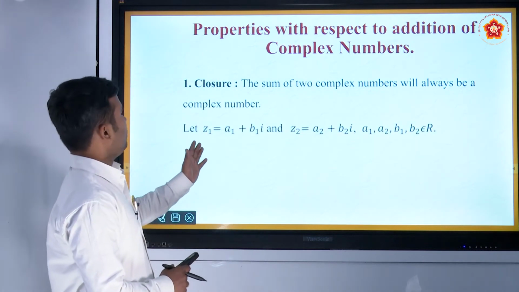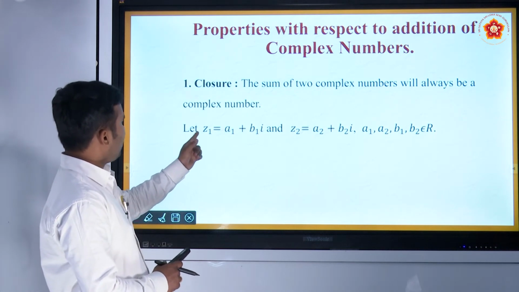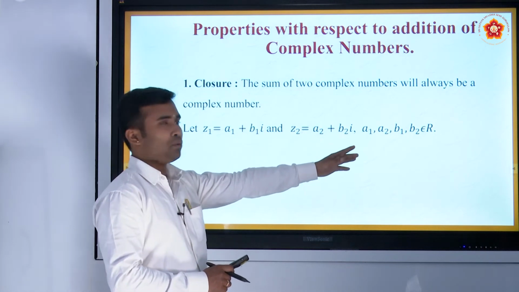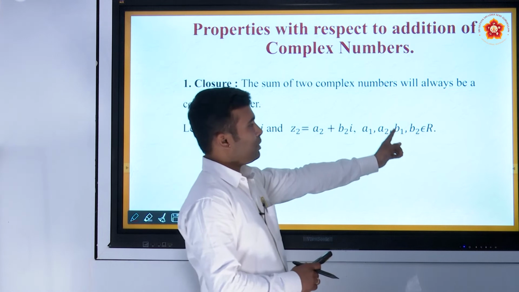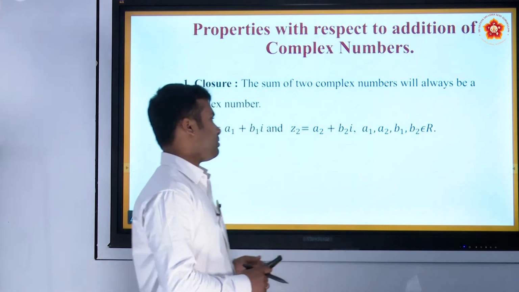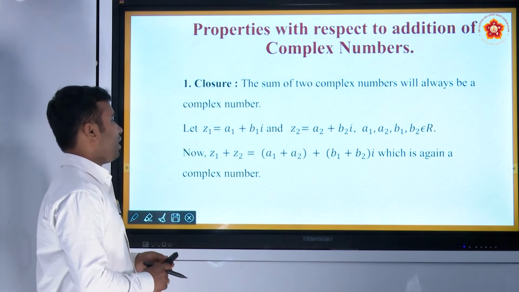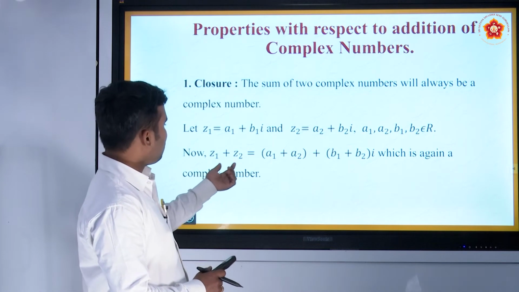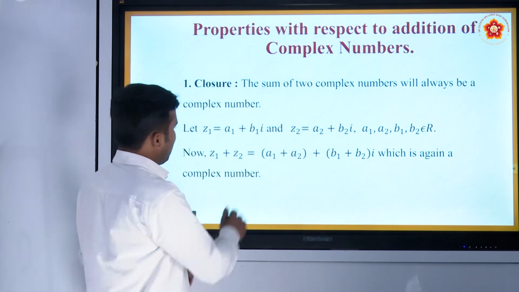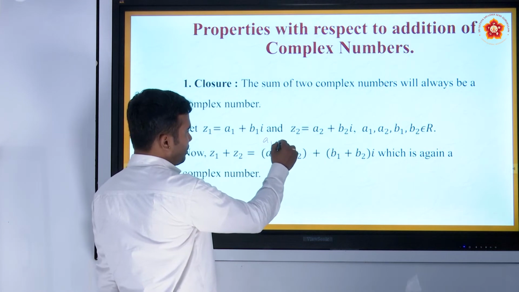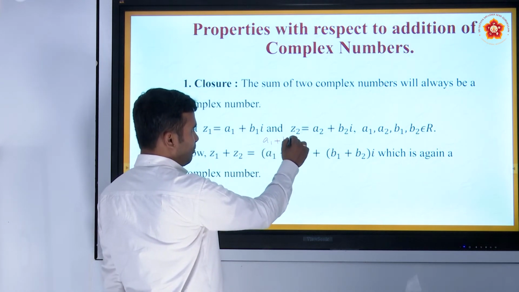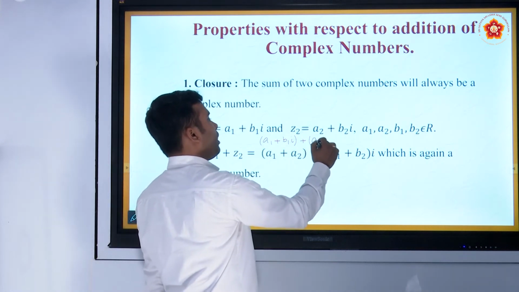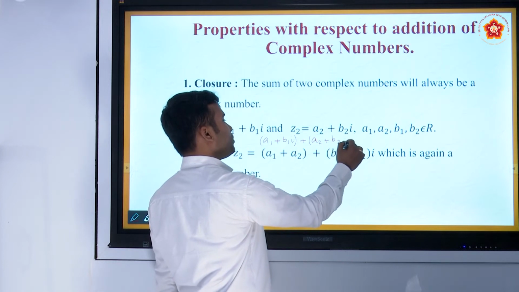Here, I consider that z1 is equal to a1 plus b1i and z2 is equal to a2 plus b2i. Here a1, a2, b1, b2 are real numbers. Now let us consider z1 plus z2. z1 plus z2 is equal to, what is z1? z1 is a1 plus b1i plus z2, which is a2 plus b2i.